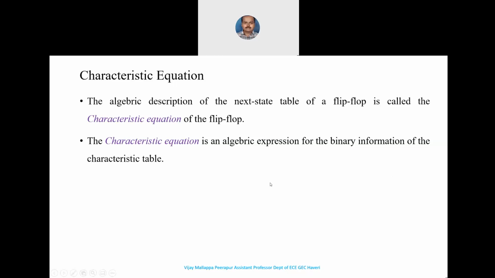Right? Now, with the help of the function table, we come up with a characteristic table. In the characteristic table, what we do is we give binary information to the previous state. I will explain this as we explain the characteristic equation for each of these flip-flops. As I said here, the characteristic equation is nothing but the algebraic description. How do you get the algebraic description? With the help of the next state table here. Right?